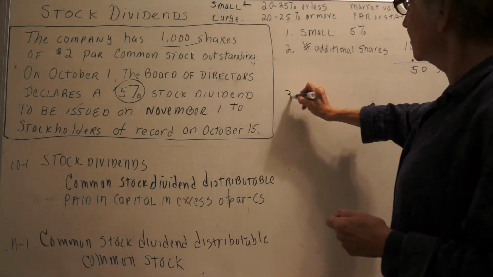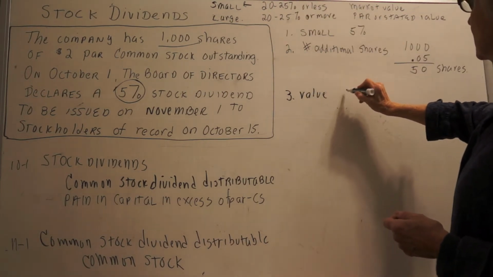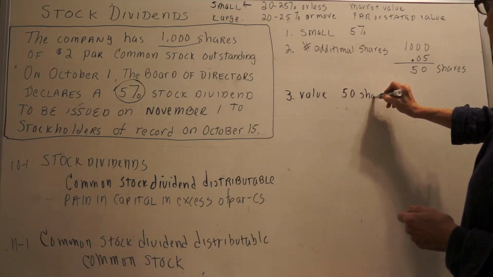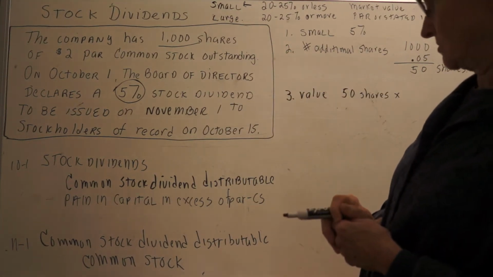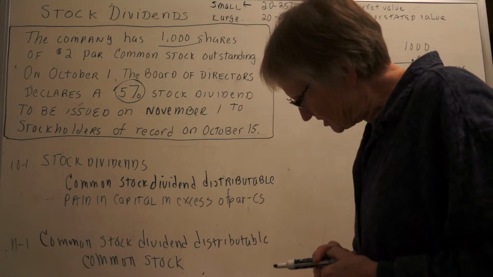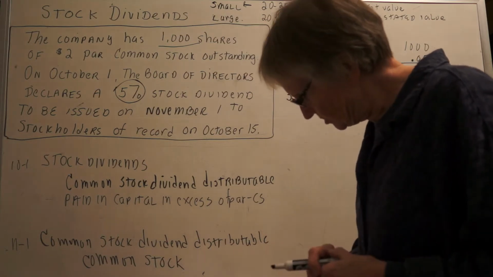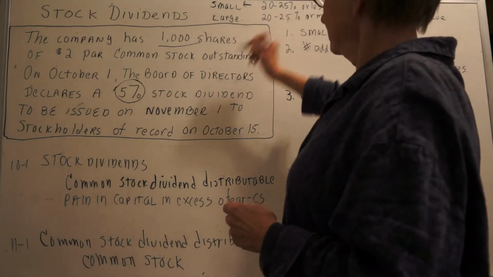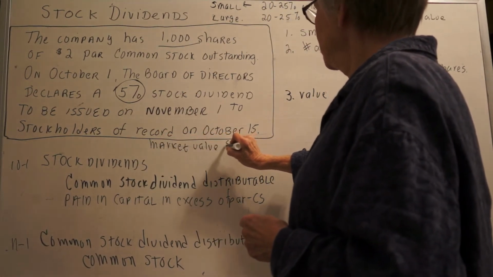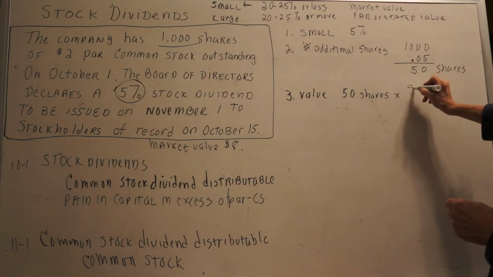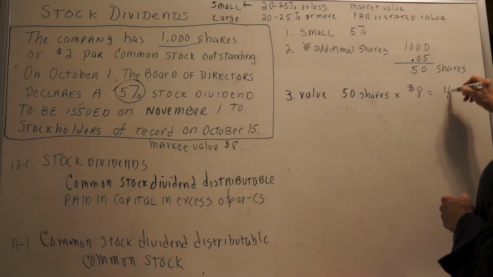Now the third thing is, what is the value? Since it's a small one, we're going to use the market value of the stock. So the value would be 50 shares times the market value, which, did I neglect? I did. I neglected to write down the market value. It says the market value per share is $8. So we go 50 shares times the $8 per share market value. The total value of this stock dividend would be $400.